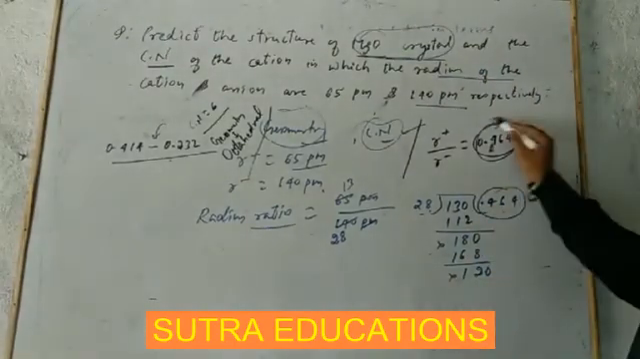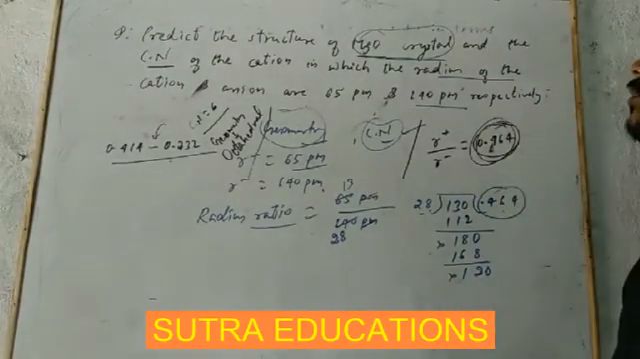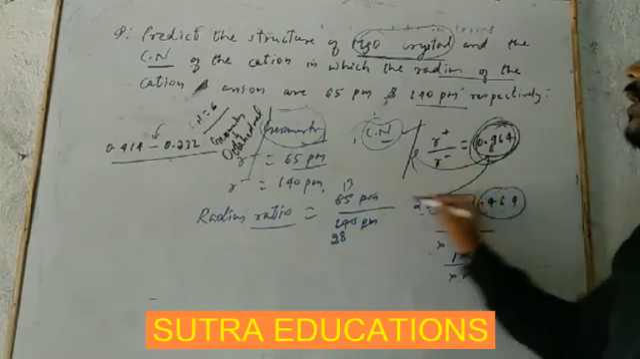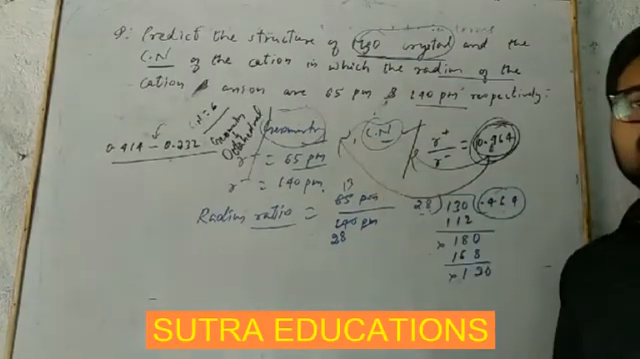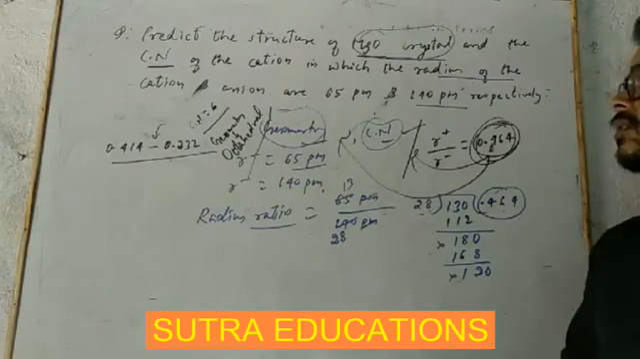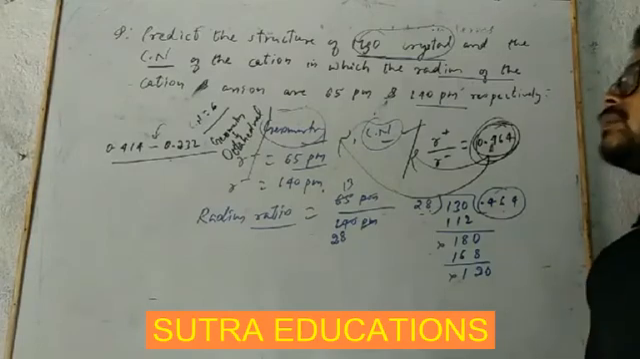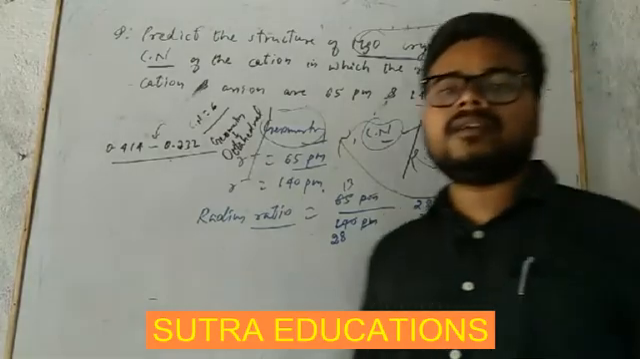So by finding the radius ratio, we are able to answer the coordination number and the geometry of the crystal. Okay. Now we will be discussing density of a unit cell.